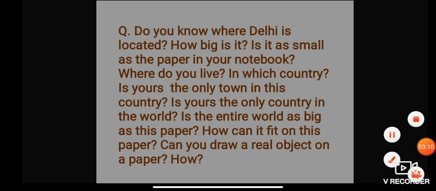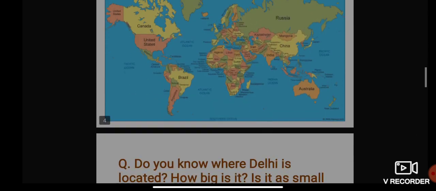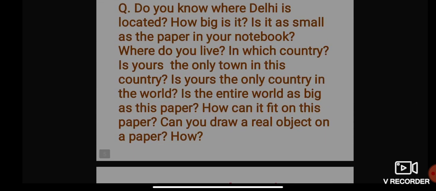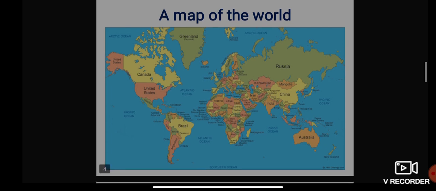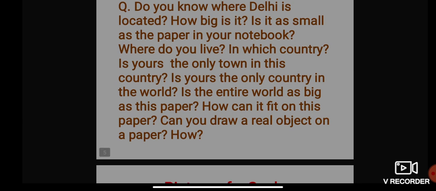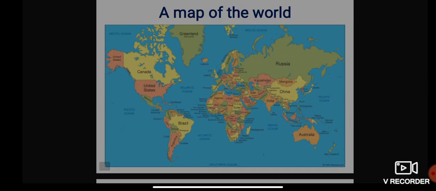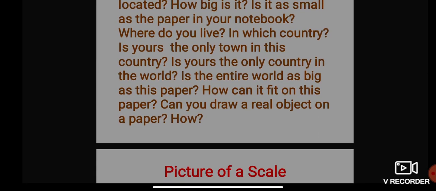Take the example that this is a paper. The question is, is the entire world as big as this paper? How can it fit on this paper? See, this is just a paper. How do you think the entire world can fit on this paper? Can you draw a real object on a paper? And how?